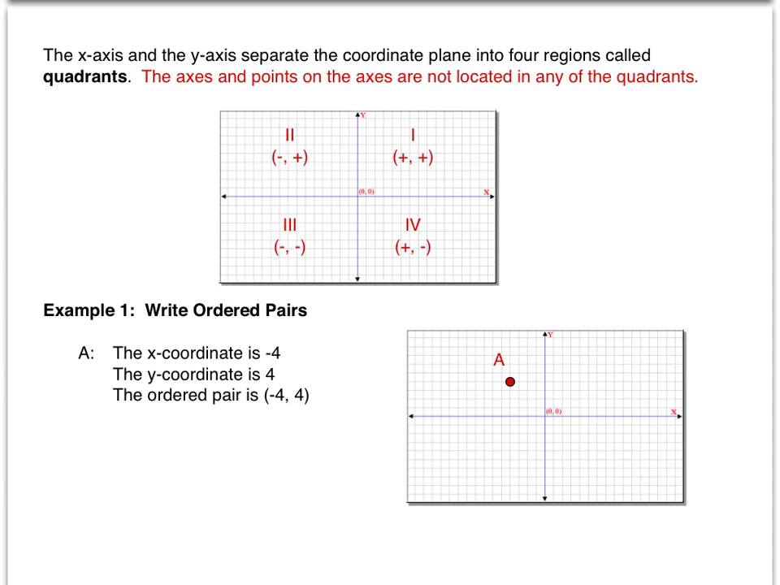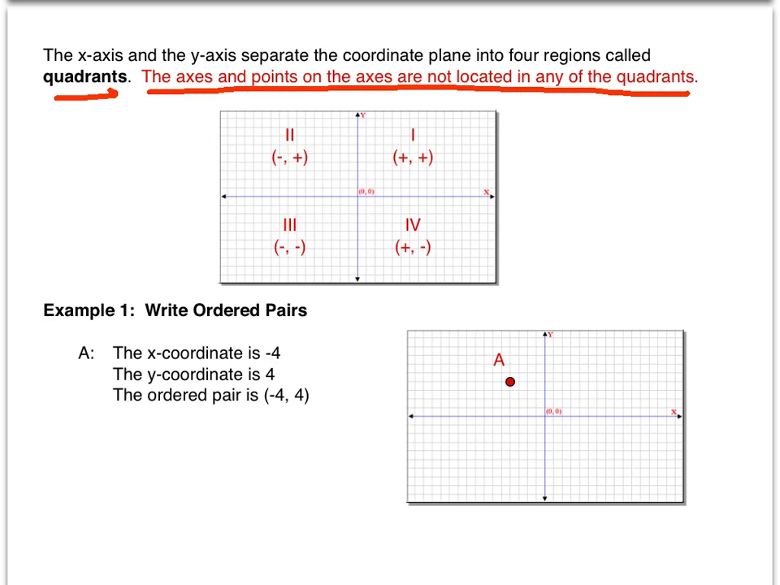The x-axis and the y-axis separate the coordinate plane into 4 regions called quadrants. The axes and points on the axes are not located in any of the quadrants, and you need to keep that in mind, and we'll look at some examples in a minute to explain. So the 4 quadrants are 1, and we go counterclockwise, 2, and then 3, and then 4. In example 1, we're going to write ordered pairs.